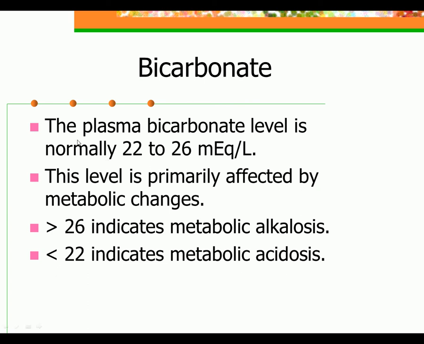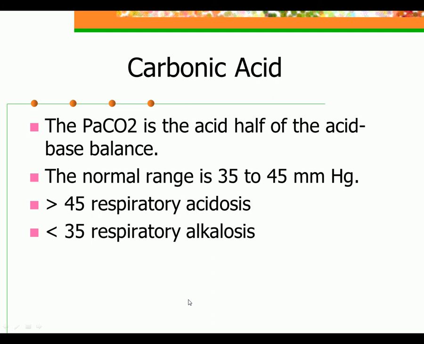So this is your base part. Anything above 26 is going to be alkalosis, base. Anything below 22 is going to be acidosis. Think of your scales. Carbonic acid. Should have been thinking what? Lungs, respiratory, acid component. That's why you cannot get this confused with pH. That's measuring hydrogen ions. This is measuring the acid and base component. So the CO2 is the acid half, and the normal range is 35 to 45. So if this is the acid part, and I've got more than 45, acidosis. If I've got less than 35, alkalosis. And think of your scales. Go back and look at your scales.